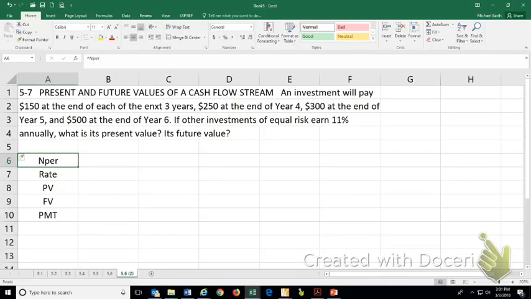This is problem 5-7 from the end of chapter 5 problems from Brigham and Houston's Fundamentals of Financial Management, Concise 9th edition. And here we're trying to calculate the present and the future values of a cash flow stream. So you have an investment that will pay $150 at the end of each of the next 3 years.